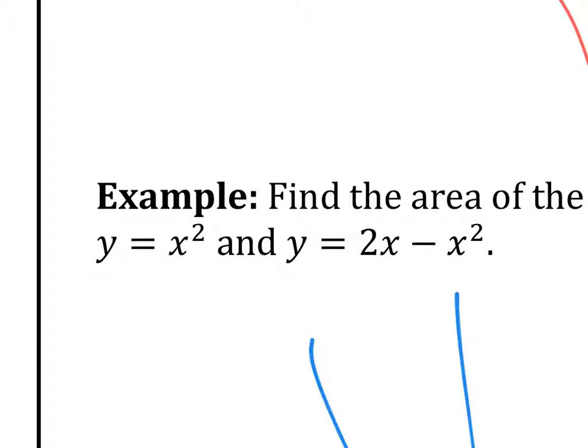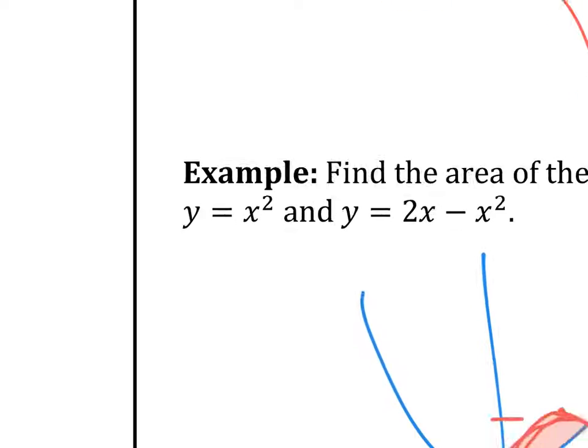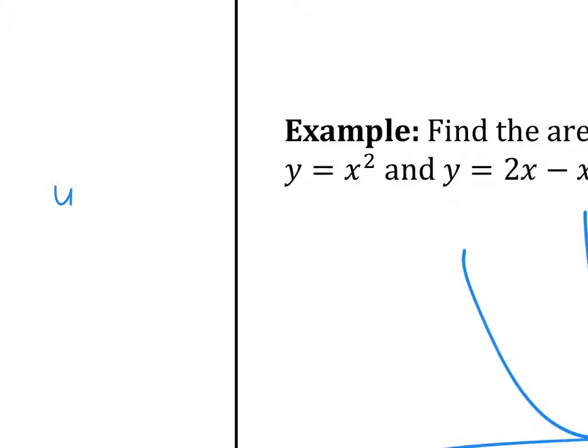First, type both equations in the graphing part, that way we can use them later. Type in y1 as x squared and y2 as 2x minus x squared.